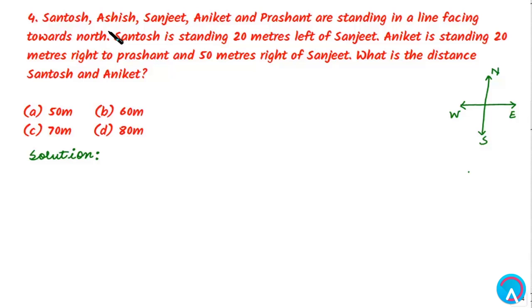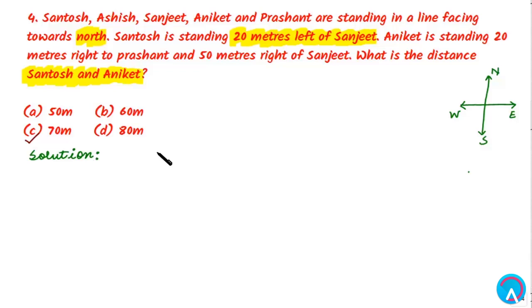Let's do question number 4. According to this question, Santosh, Ashish, Sanjit, Aniket and Prashant are standing in a line facing towards north. Santosh is standing 20 meters left of Sanjit. Aniket is standing 20 meters right to Prashant and 50 meters right of Sanjit. What we have to find here is the distance between Santosh and Aniket. These are the options. Out of these, the correct option is option C, 70 meters. Let us see how we arrive at this option.